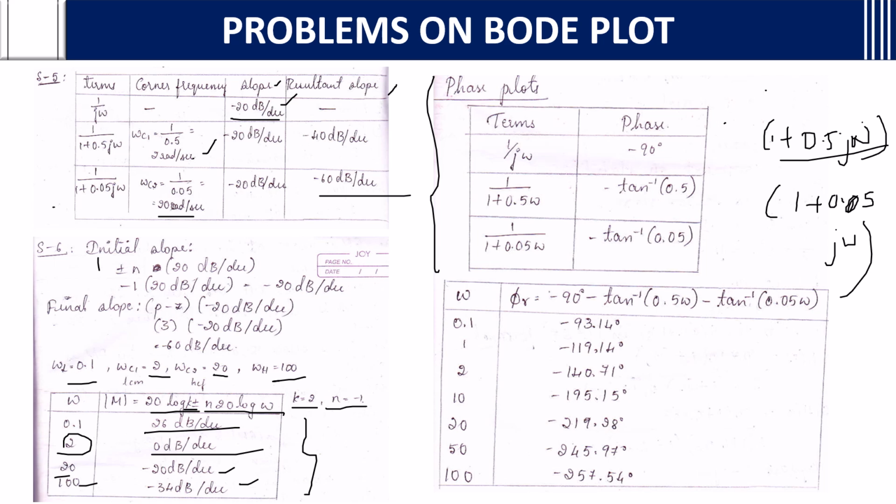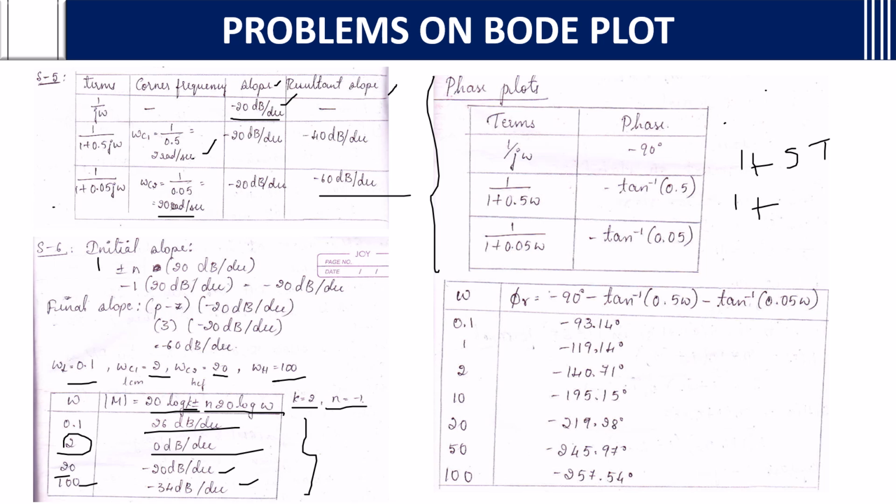For phase plots, what is the formula? That is minus tan inverse of omega by omega c. Omega by omega c is nothing but what? 1 plus st, 1 plus omega by omega c. T is nothing but omega by omega c. The first frequency is 2.